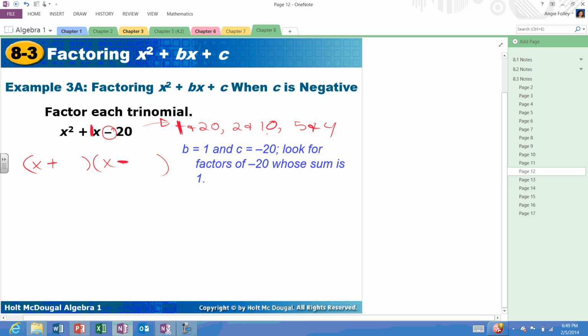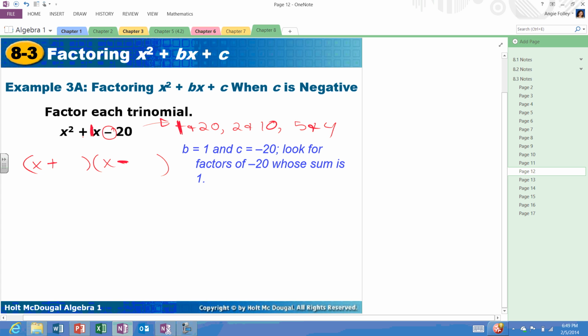2 and 10. If I added 2 to 10, I would get 12, and if I subtracted 2 from 10, I would get 8, so that doesn't work. What about 5 and 4? If I added 5 and 4 together, that would give me 9. That doesn't work. However, if I subtracted 4 from 5, I could get back to 1. So we know that 5 and 4 work, but where should they go?